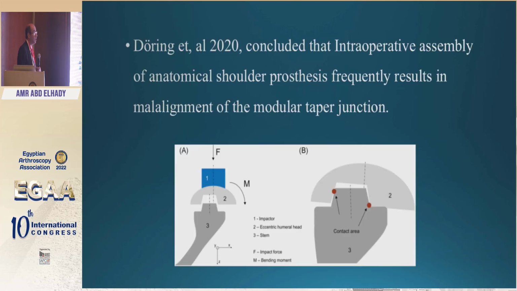Doring in 2020 concluded that intraoperative assembly of the anatomical shoulder prosthesis frequently results in malalignment of the modular junction. As you can see here, it should be a long contact surface. If it is malaligned between 2 contact surfaces or points, it leads to dissociation and disturbance of biomechanics.